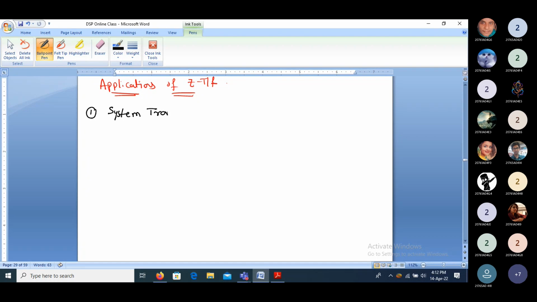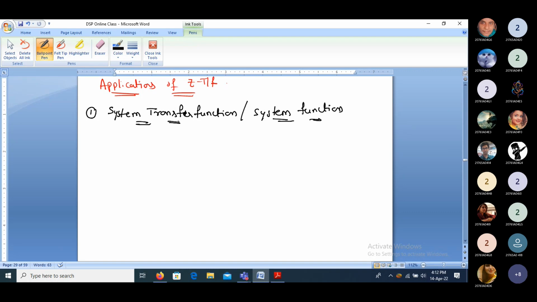System function, or another name for it, the system transfer function, or simply sometimes also called the system function. In the DTFT, the system function is nothing but, in the frequency domain, H of e power j omega, which is equal to Y of e power j omega divided by X of e power j omega. In a similar way, in the Z transformation also, the system transfer function is nothing but Y of z by X of z.